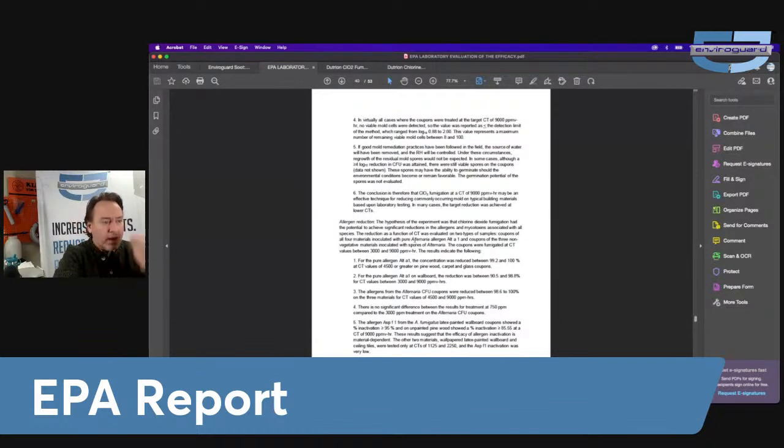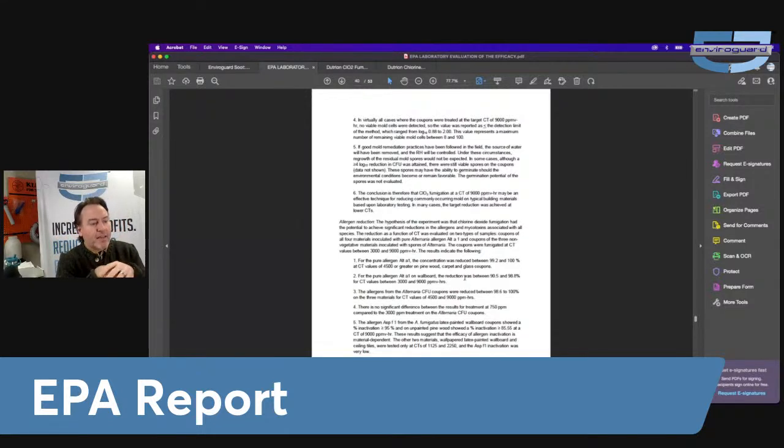Okay, let's talk about allergen reductions. The hypothesis of the experiment was that chlorine dioxide fumigation had the potential to achieve significant reductions in the allergens and mycotoxins associated with all species. The reduction as a function of CT was evaluated on 2 types of samples: coupons of all 4 materials inoculated with pure Alternaria allergen Alt a 1, and coupons of the 3 non-vegetative materials inoculated with spores of Alternaria. The coupons were fumigated at CT values between 3,000 and 9,000 parts per million volume hours. The results indicate the following.